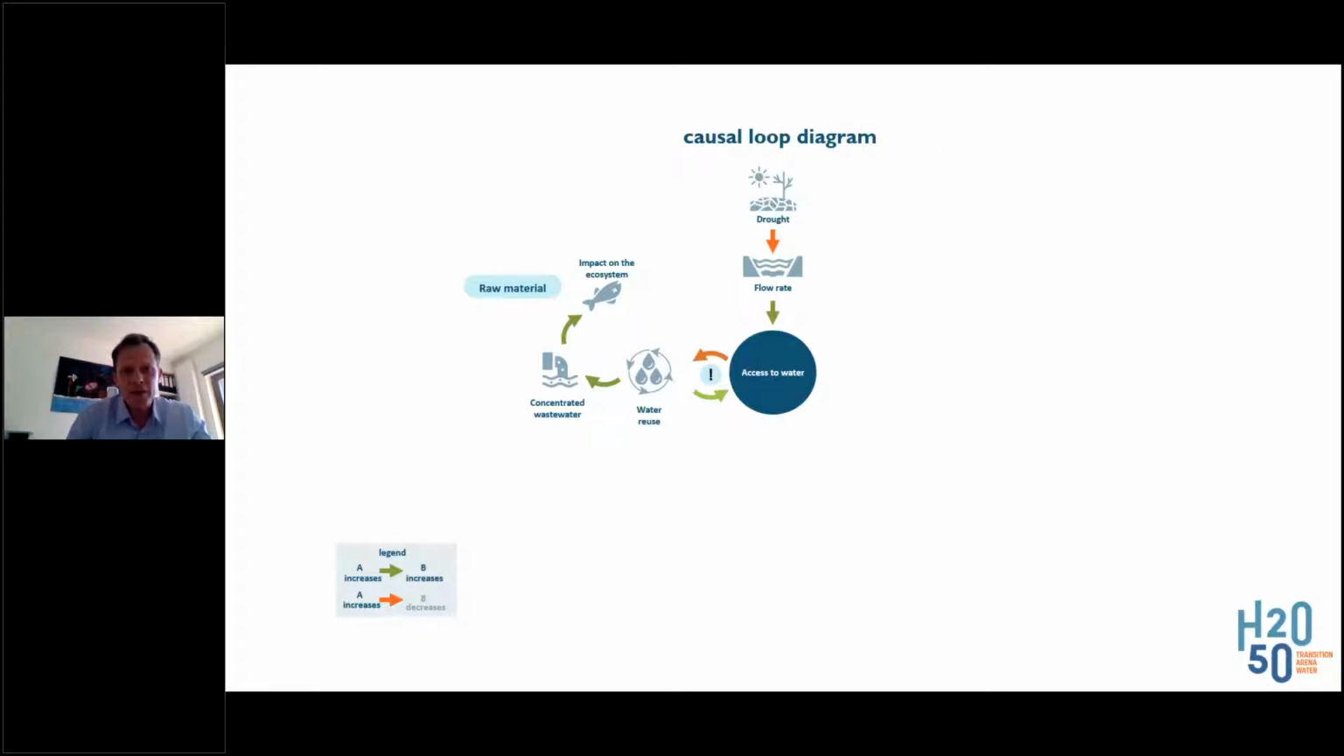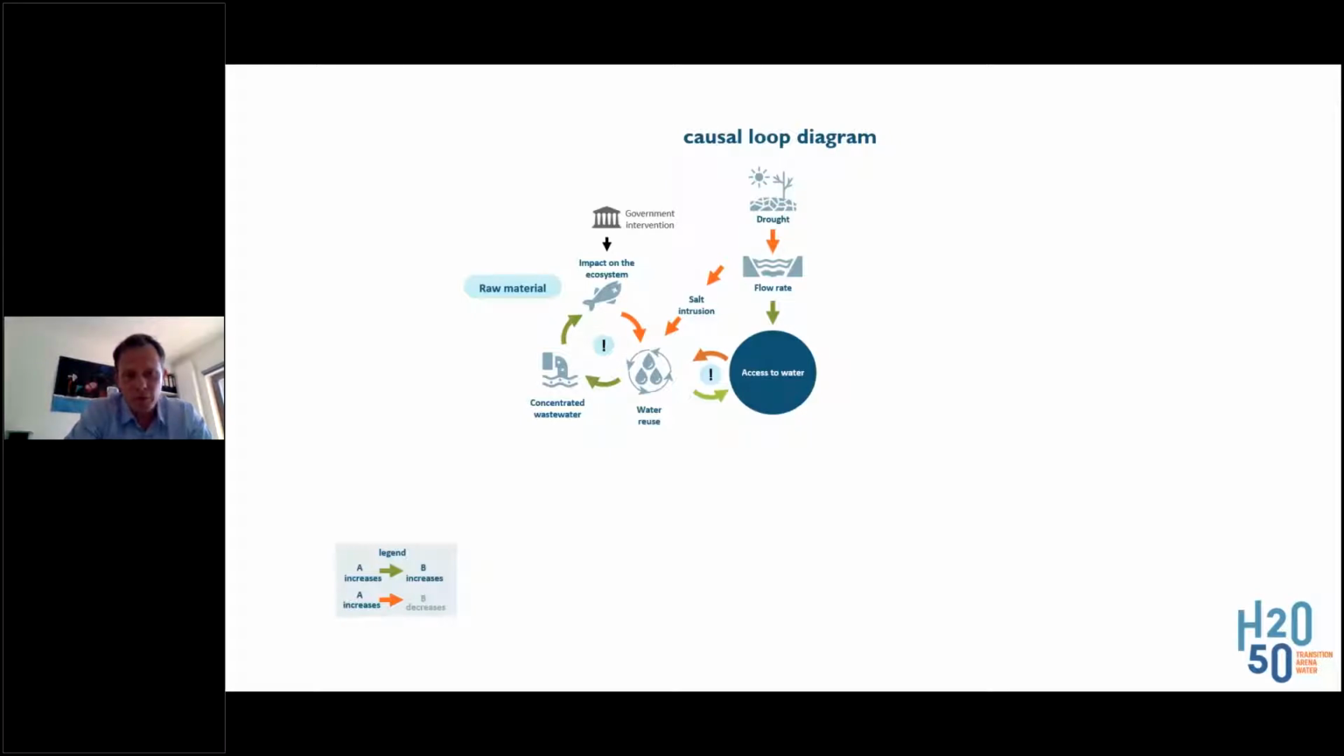And this has an impact on the ecosystem, for example also on its functions. Think of the self-cleaning properties of a river. And then the government has to intervene. It's going to pose limits on the amount of pollutants that can be discharged. And this actually then puts a limit on the amount of water that can be reused. And this is also worsened with the decrease of flow rate.